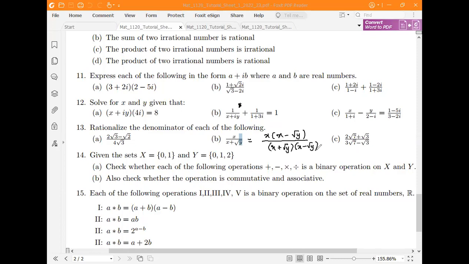Then you just expand, so you get x squared minus x with y, and then divide by x squared minus y. You don't simplify a thing, you just leave it like that. If it's rationalized and conjugate, it should not be due from any direction.